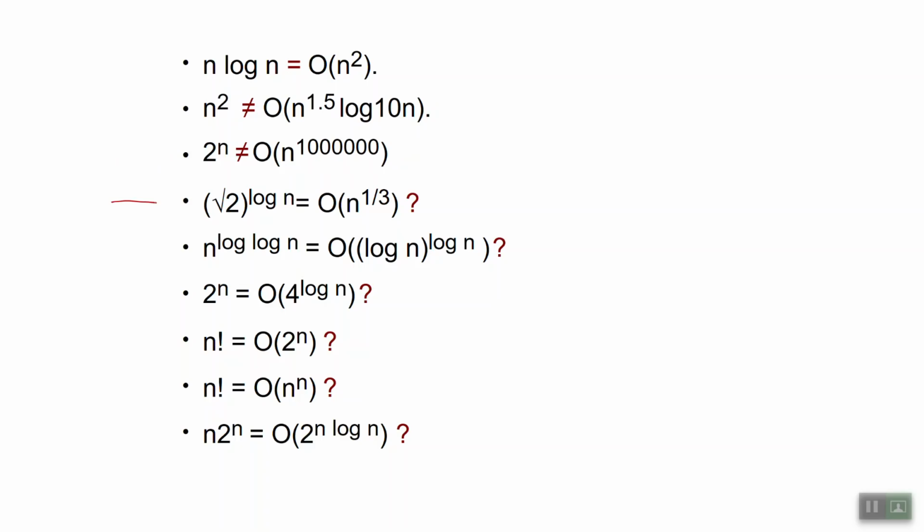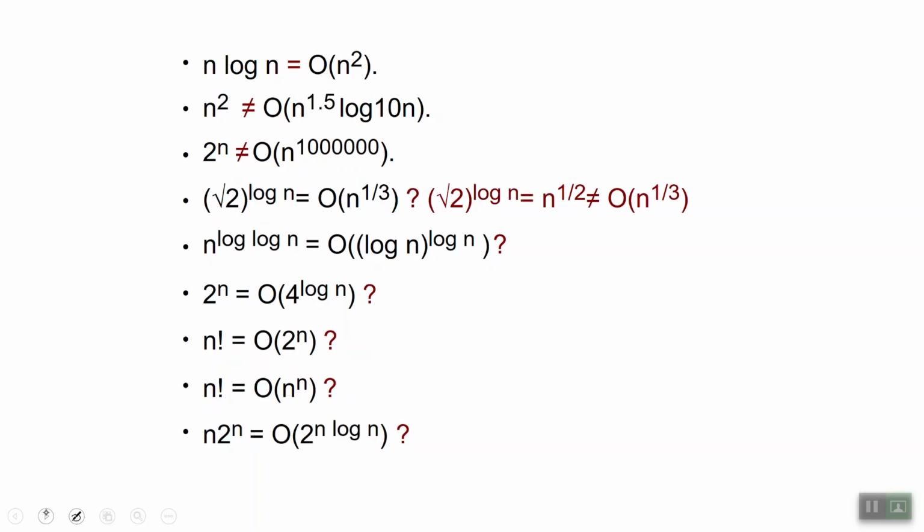Let's go to the fourth line. Is square root 2 raised to the power log n big O of n to the 1/3? Well, to answer this question, it's convenient to do some manipulation. We can see that square root 2 raised to the power log n is equal to n to the half, and n to the half is not big O of n to the 1/3. This is a larger polynomial. Half is larger than 1/3. Hence, square root 2 to the power log n is not big O of n to the 1/3.